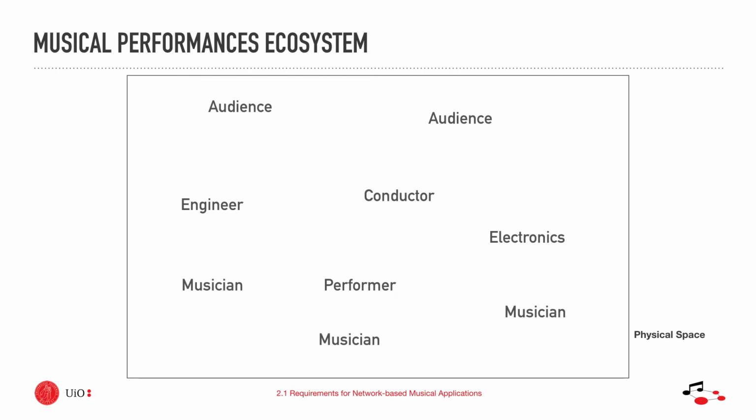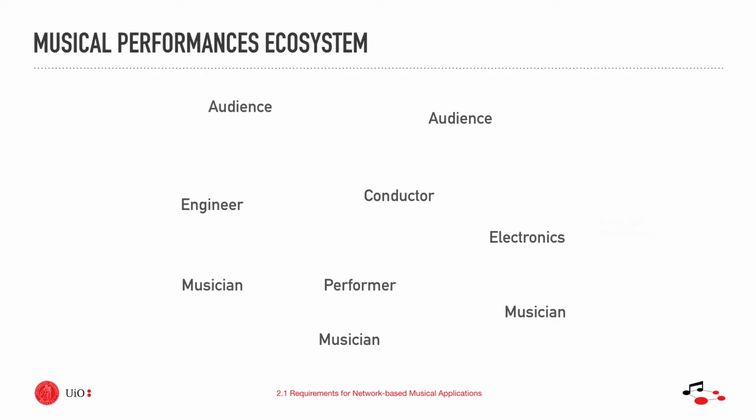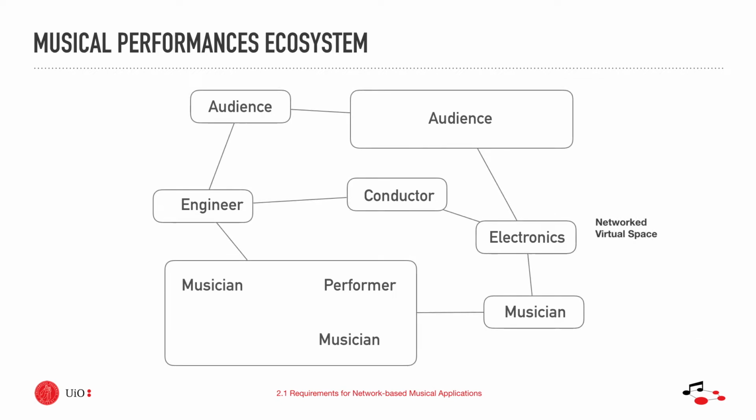In the ecosystem of music performances, we have many actors. We have, of course, the musicians, performers, maybe a conductor, audio engineers, other people playing live electronics, and of course the audience. To different extents, and depending on the context, these actors interact with each other. Usually they are co-located in the same physical space. The idea of network-based music performances is to distribute them across remote locations and interconnect them, so each actor or group of actors represents a node of a computer network.